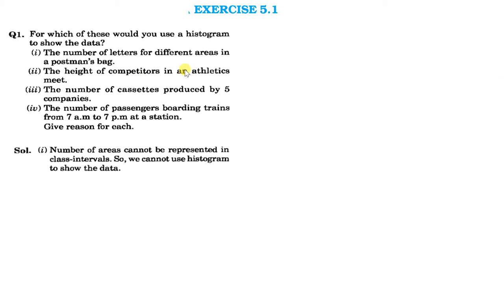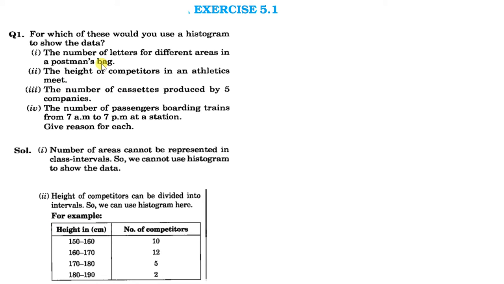The second one is height of competitors in an athletics meet. Since the height can be divided into intervals, we can divide it as 150 to 160 centimeter, 160 to 170 centimeter, and so on. In front of each class interval, we can have how many competitors are of the height between 150 to 160, and likewise the others. So in this case, we can draw the histogram because the height can be divided into groups.